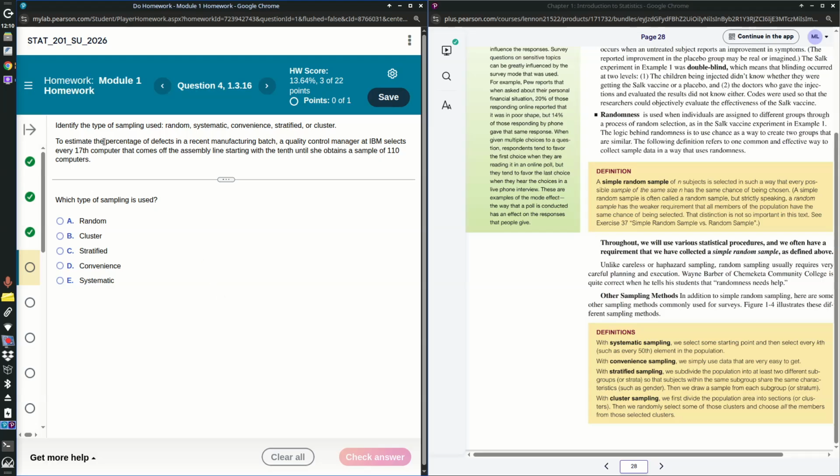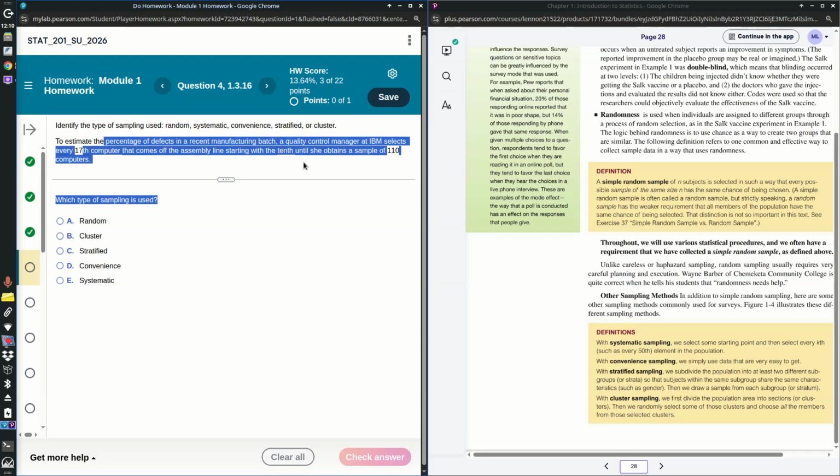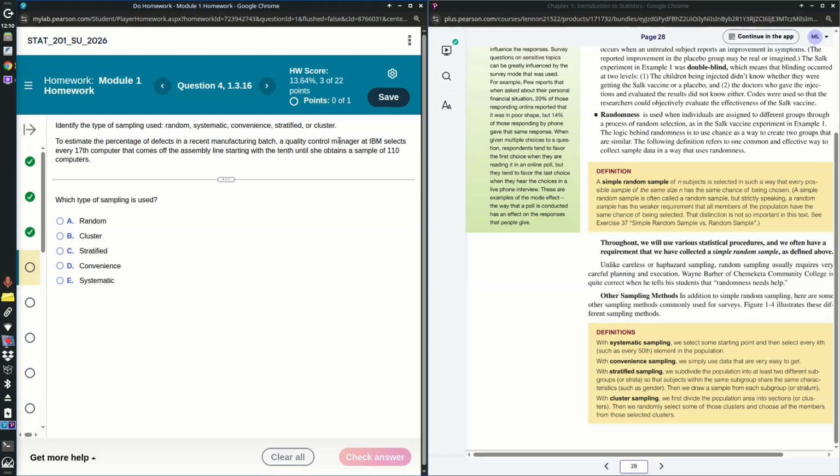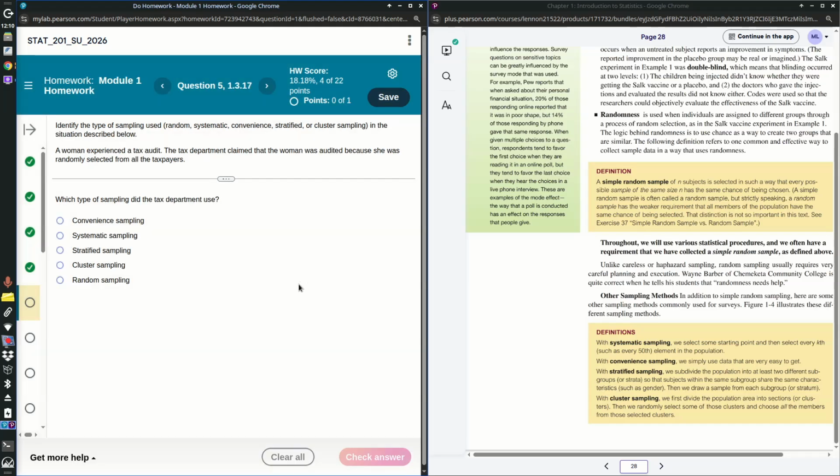Okay, this one, again, we're asking the same type of thing. This is the one I talked about when I gave an example of systematic. He is selecting every 17th computer that comes off the assembly line for quality control. So that is just a very basic systematic way of testing only a portion of the population.